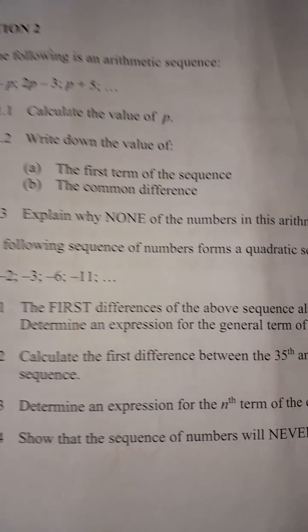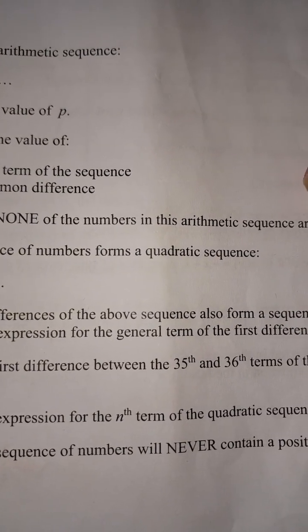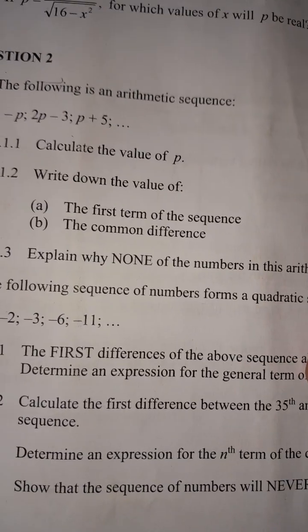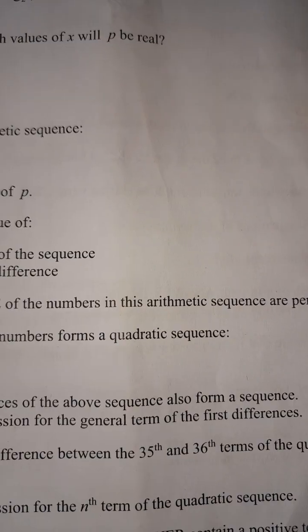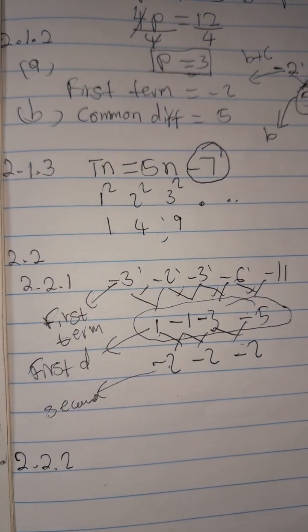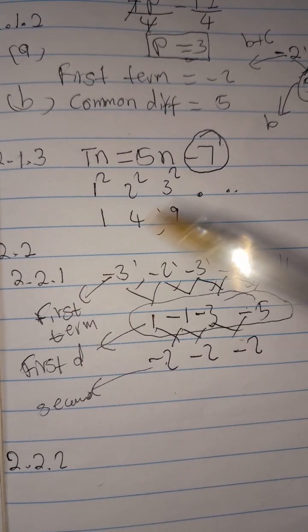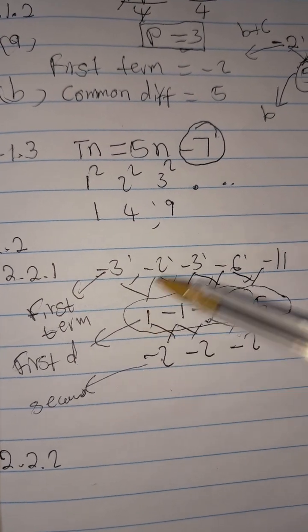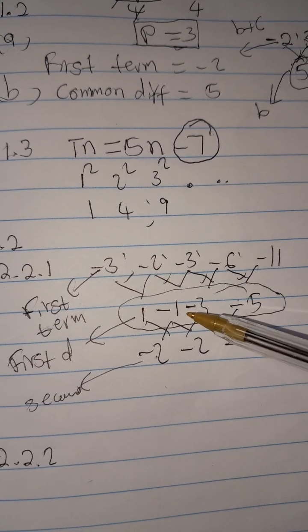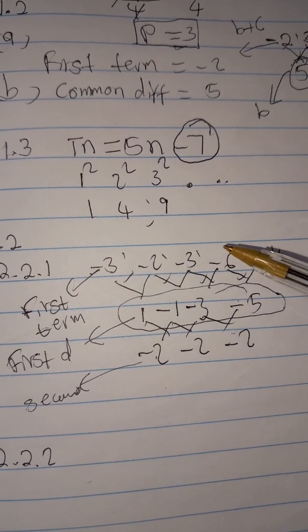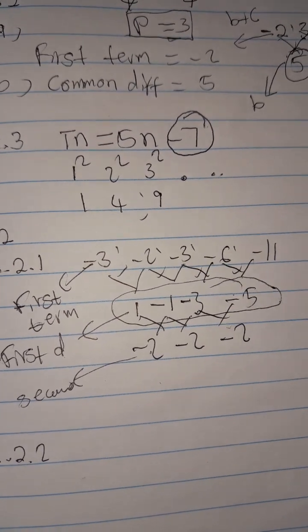At 2.2.2, calculate the first difference between the 35th term and the 36th term of the quadratic sequence. Well, in this case, we need to find the difference between the 35th term and the 36th term. It's the same as asking, what is the difference between negative 2 and 3? That's 1. The difference between negative 3 and 2? That's negative 1. The difference between negative 6 and negative 3? That's negative 3.